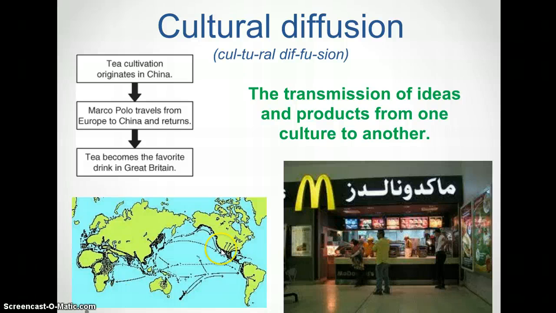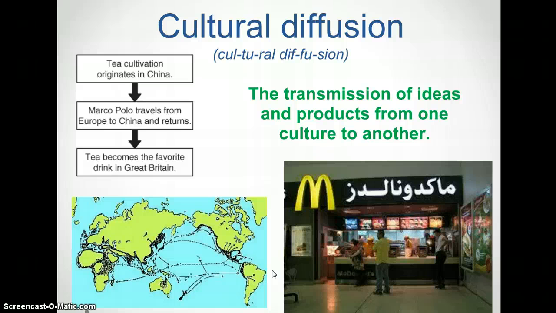In the bottom right corner, we have a more modern example, which is McDonald's. McDonald's is a restaurant that started in the United States, but if you go to many other countries around the world, you will also find McDonald's, and that's a more modern example of cultural diffusion. So the idea for a restaurant like McDonald's or the type of food that they serve has been spread around the world.